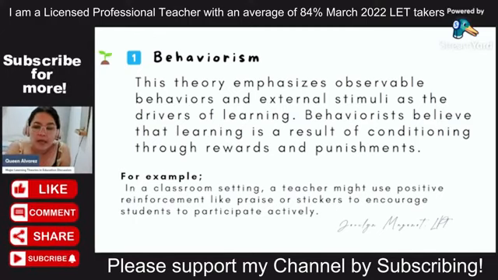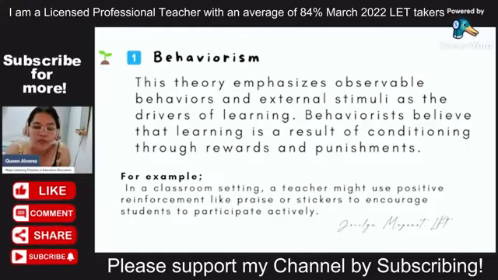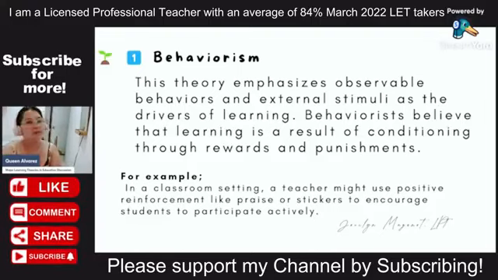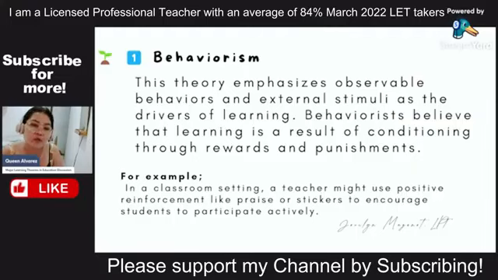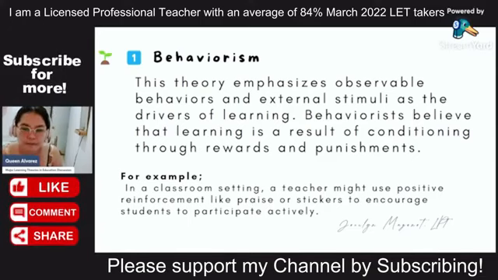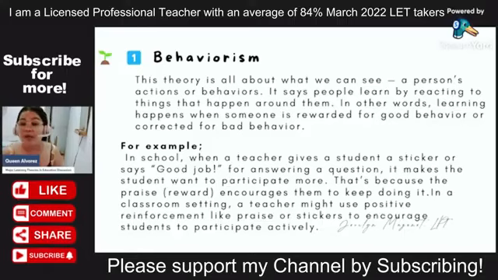For example, in a classroom setting, a teacher might use positive reinforcement like praise or stickers to encourage students to participate actively. Another example, a teacher uses other reinforcement like giving them food like chocolate, or any other external object to provide motivation to learn better. So this theory is all about what we can see, a person's actions or behaviors.